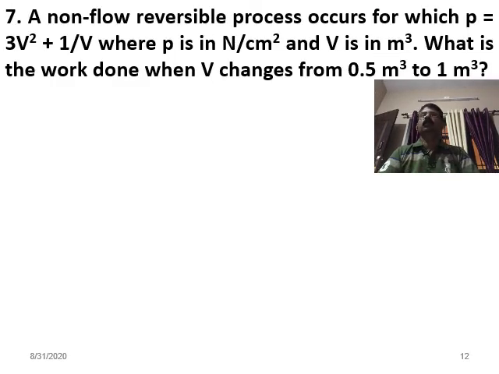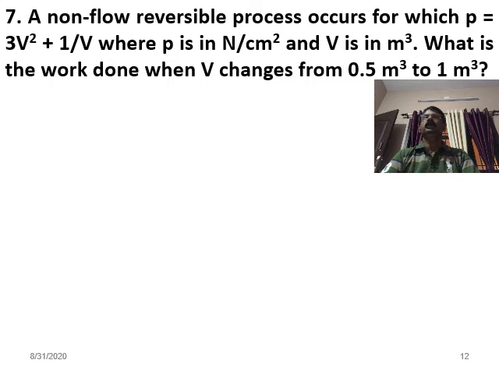Okay, now let us solve one more numerical. A non-flow reversible process occurs for which P is equal to 3V square plus 1 by V, where P is in Newton per centimeter square and V is in meter cube. What is the work done when V changes from 0.5 meter cube to 1 meter cube?